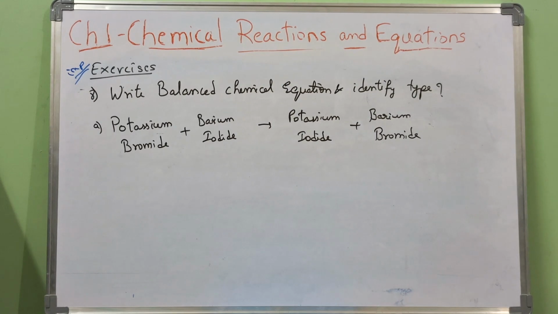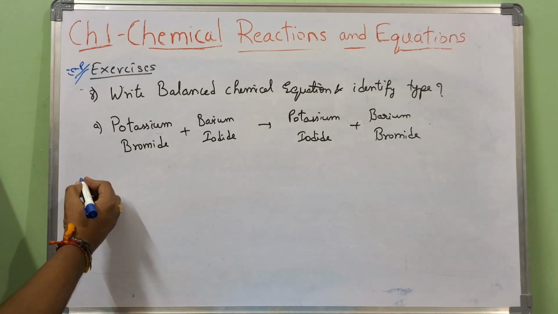So let's see the 8th question. In the 8th question they have mentioned, write the balanced chemical equation and also identify the type of chemical equation. So all the types of chemical equations, that is combination, decomposition, displacement, double displacement and the oxidation and reduction reactions. All these 5 I have explained in depth in the part 3 video. So if you have doubts with respect to types, you can also refer to this. I will keep all 5 links in my description. So let's go with the question.